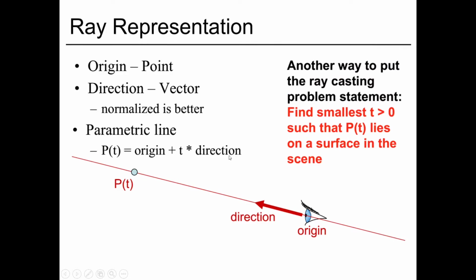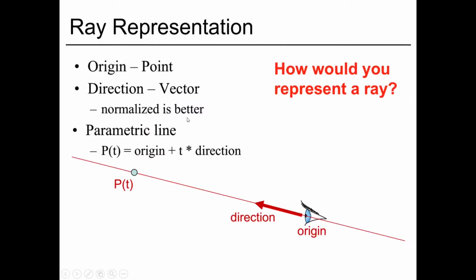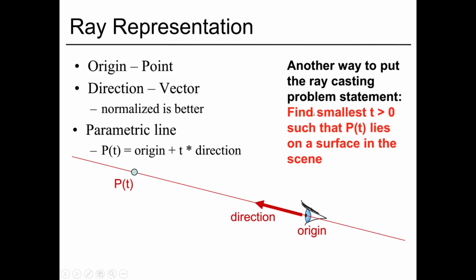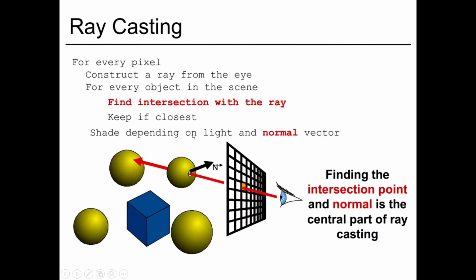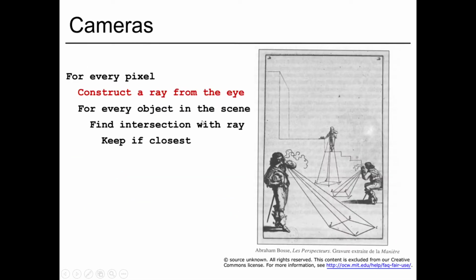And then the task of finding the closest object, as we have seen here, that we have to keep the closest object, can be reinterpreted as finding the smallest t, the smallest t that is greater than 0, such that p(t) lies on a surface in the scene. If we denote the ray in this way, then we just have to find the smallest t for which p(t) lies on a surface in the scene, and that will basically be a solution for this step, keeping the closest object. Okay, and now we come to the topic of cameras.